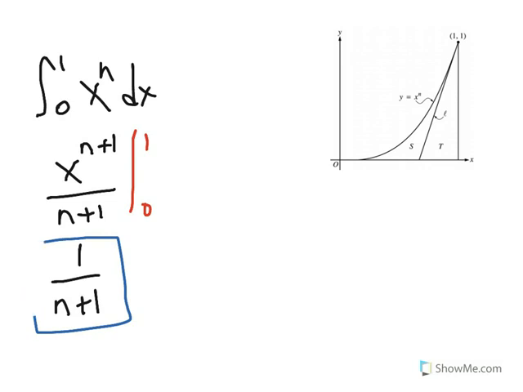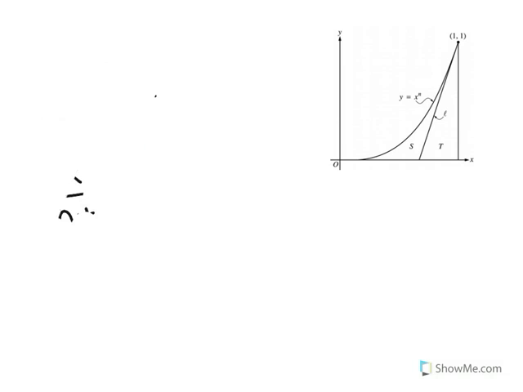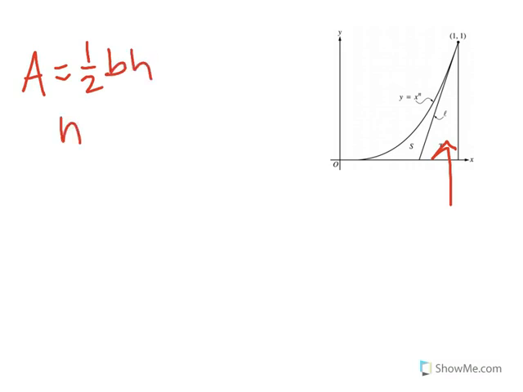I'm going to go ahead and erase that, and then let's talk about part B. In part B, we have to find the area of the triangular region labeled T, which is this guy right here. And as you know, the area of a triangle is 1/2 base times height. For us, the height equals 1 because that's the y value of that point over there. And really what we need to find is this base right here, that piece.